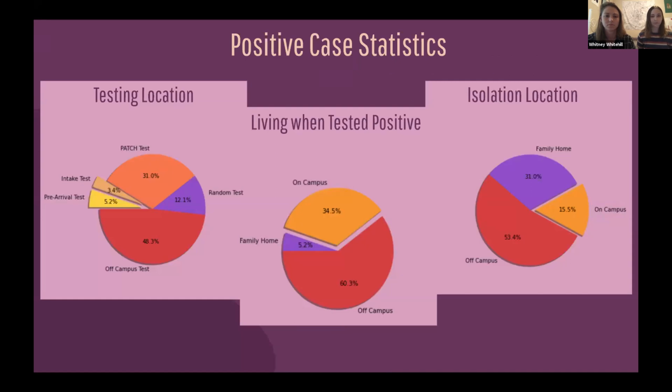Here we can see some statistics specifically on our positive cases. This shows us that most of our cases were tested off campus or through patch testing, which is our on-campus testing for those that are already experiencing symptoms. So most students were proactive when experiencing symptoms to go out and get tested. The two pie charts on the right show us that most of our on-campus students that were identified went home for their isolation, and most of our off-campus students just stayed off campus.